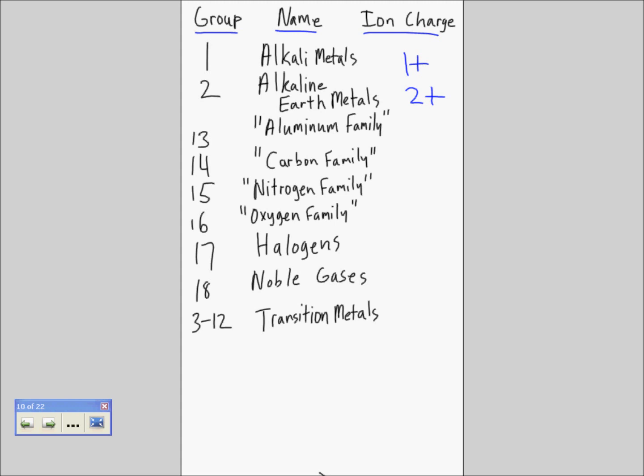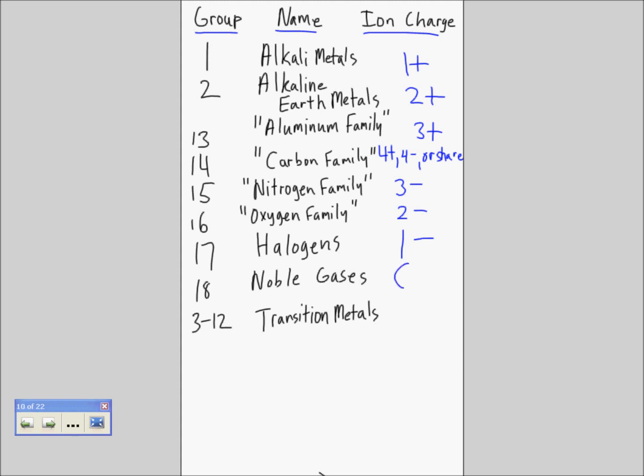The aluminum family doesn't really have a name, but it's 3 skips to the nearest noble gas, so it'll be 3+. The carbon family again doesn't really have a name, so they could be 4+, 4-, or share, and they usually prefer to share. The nitrogen family is normally 3-. The oxygen family is normally 2-, because it's 2 skips to the right to the nearest noble gas. The halogens is the name of the second last column in the periodic table, and they're 1 skip to the nearest noble gas, so they gain 1 electron and get a 1 negative charge.